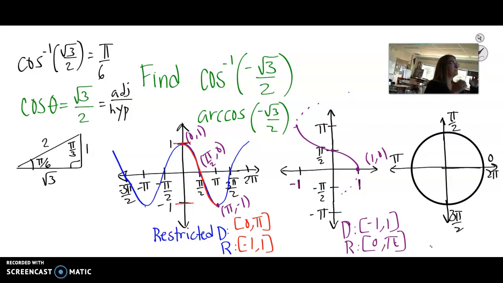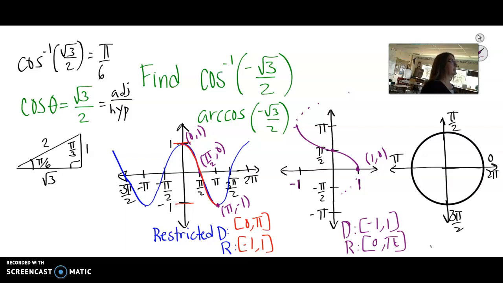So what your calculator is going to do is, your calculator can only give you answers that are in this inverse function. So if I were to enter into the calculator cosine inverse of negative square root of 3 over 2, I will get the same result as what I'm going to show you in just a minute.